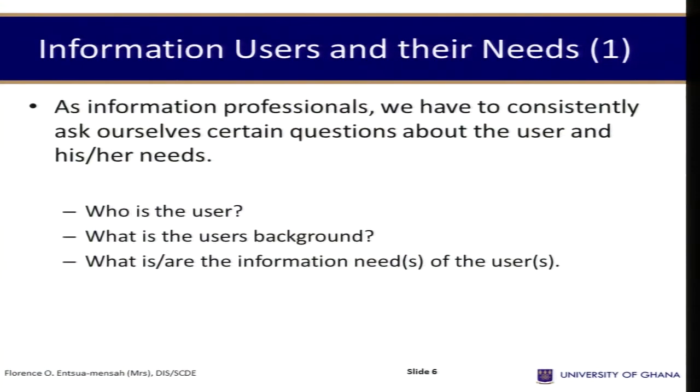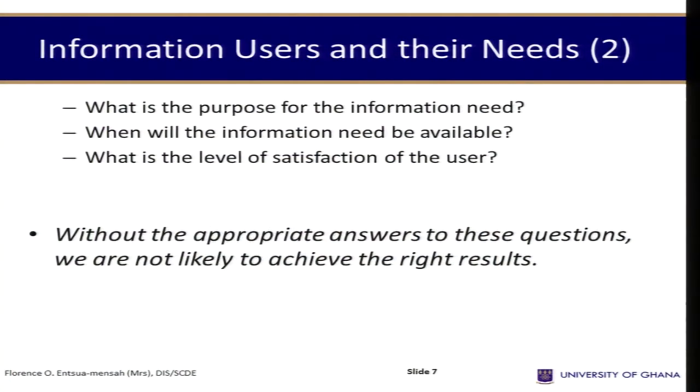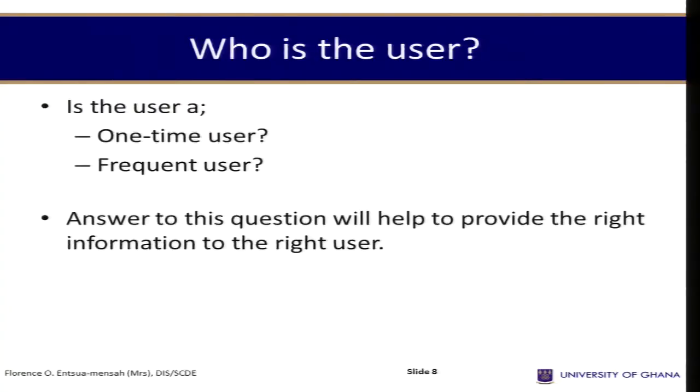In order to provide adequately for our information users, there are several factors that need to be considered. The factors include: you should know who the user is. What is the user's background? What is or are the information needs of the user? What is the purpose for the information need? When will the information need be available? And then what is the level of satisfaction of the user? Without the appropriate answers to these questions, we are likely not to achieve the right results. So we take them one after the other.